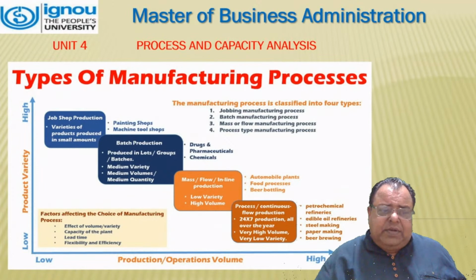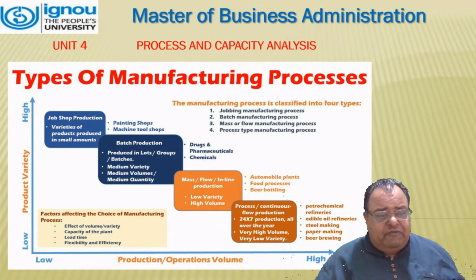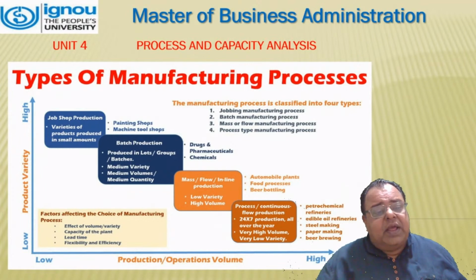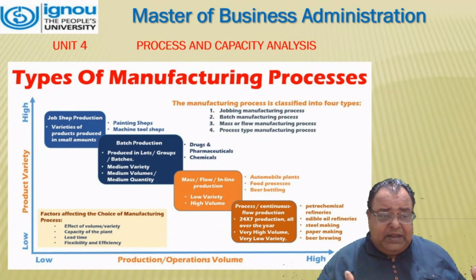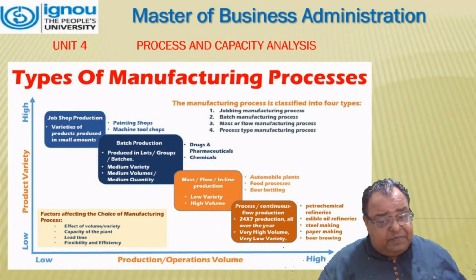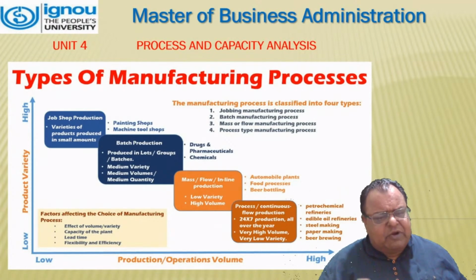If we talk about job shop production, here the variety of products produced is small. That means variety is very low. We have to work on a specific product. Its basic examples can be painting shops, machine tool shops, because they are performing a single job.